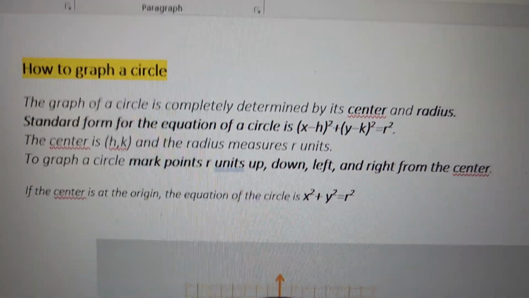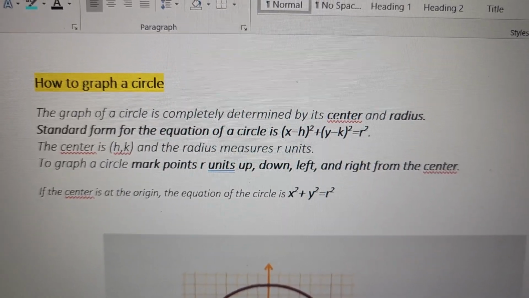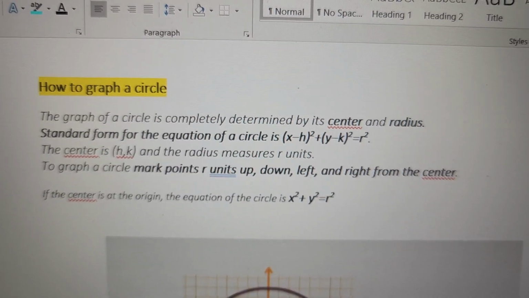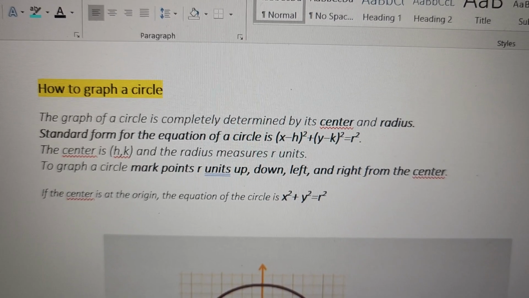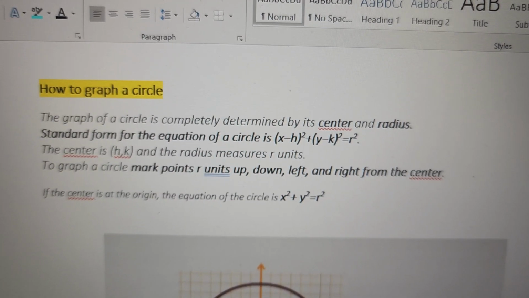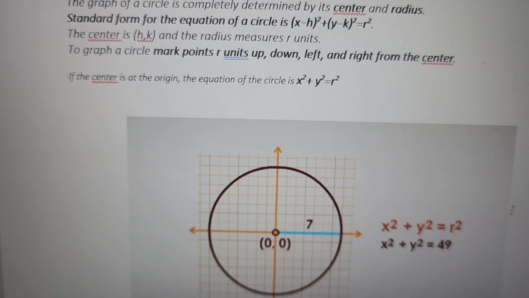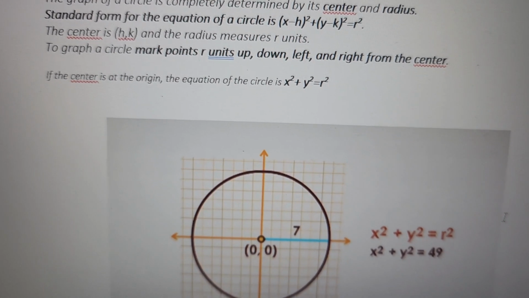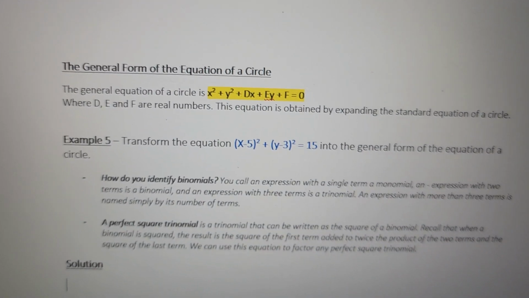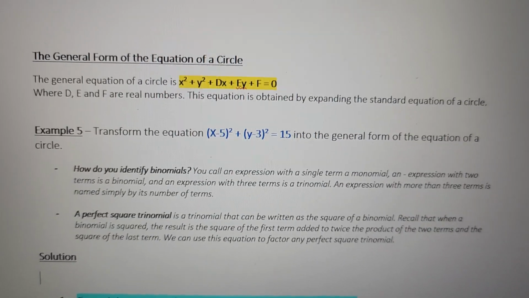Here, we have the standard equation of a circle, which is (x minus h) squared plus (y minus k) squared equals r squared, where the center is (h, k) and the radius measures r units. Or if the center is at the origin, the equation of a circle is x squared plus y squared equals r squared. So this general form of the equation of a circle is derived from that formula.